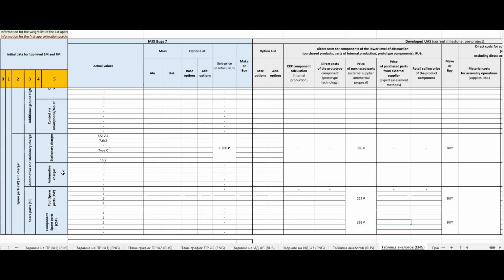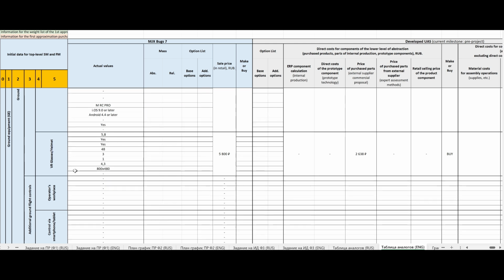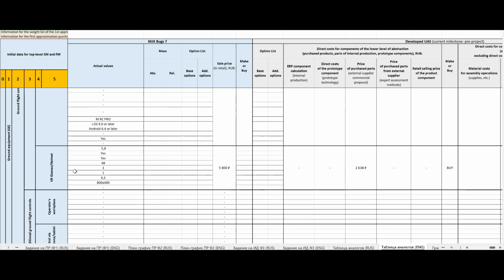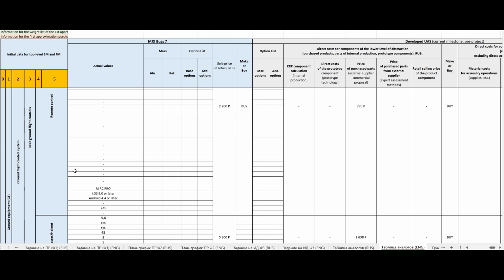Or sorry, it's EPS, it's external pilot station, not system. The second requirement for the table of analytics is the possibility of using the form structural and functional models.